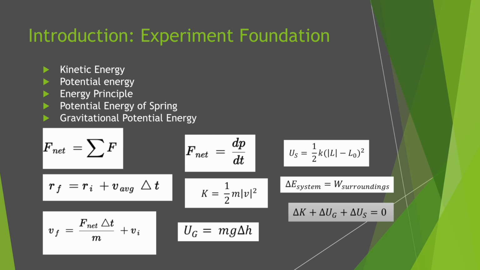And because our system is going to be the spring, gravity to the earth, and kinetic energy, since we're incorporating all that into our system, our change in energy is going to be 0. So the change in kinetic energy plus the change in potential energy plus the change in the spring energy will be 0. Then we'll use some basic position update and velocity update formulas, and that is basically it.